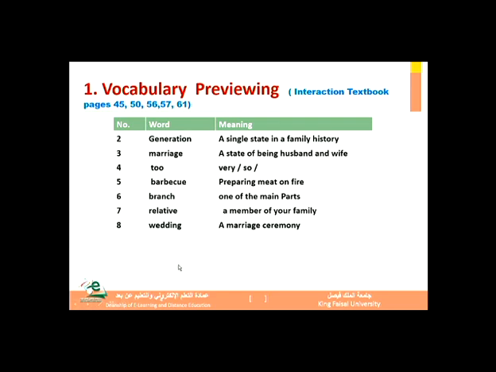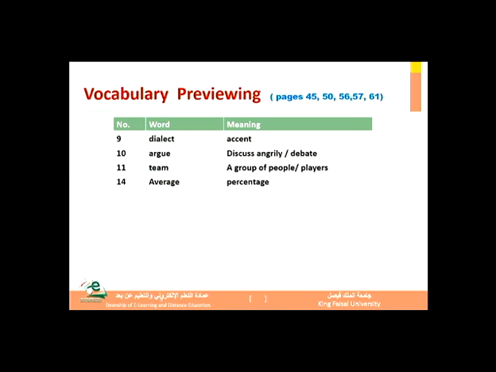Number seven, relative. What does relative mean? A relative is a member of your family. Relative means one of a person's relatives. Number eight, wedding. Wedding is a marriage ceremony. Wedding means the marriage ceremony itself. Number nine, dialect. What is a dialect? A dialect is an accent. Dialect means a dialect. For example, people in Al-Ahsa have a dialect, people in Riyadh have a dialect, people in Mecca have a dialect, and so on and so forth.